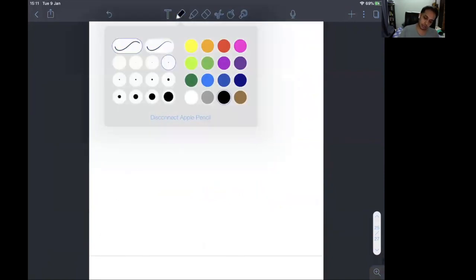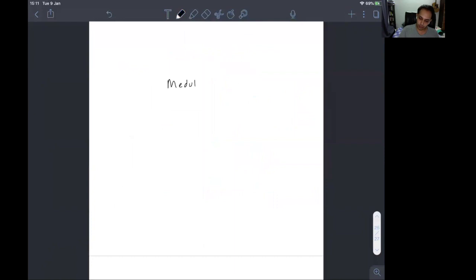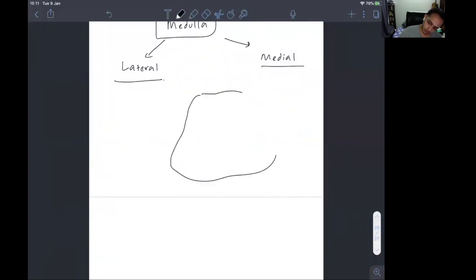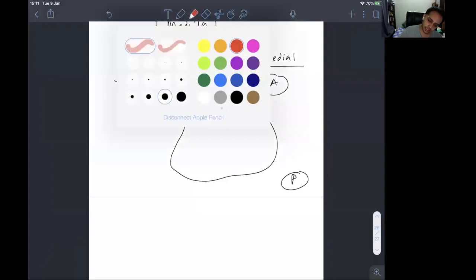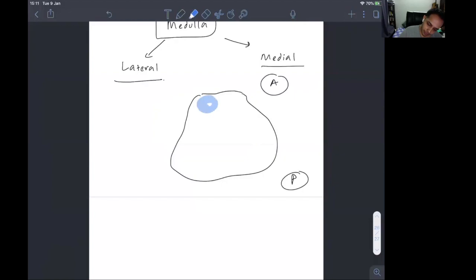And coming to the medulla, there are two classical syndromes that are described with medullary infarcts. One is lateral and one is medial. Okay, so now this is anterior and this is posterior. Let's draw the pyramidal tracts. Now the pyramidal tracts are almost about to cross over, so this is just above the decussation.